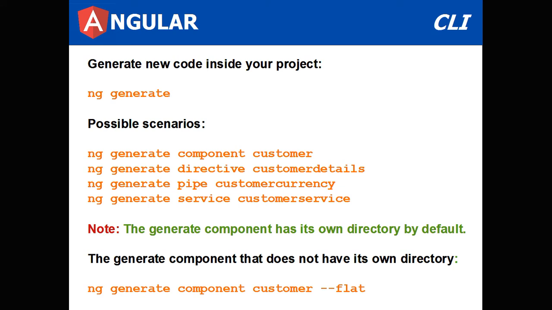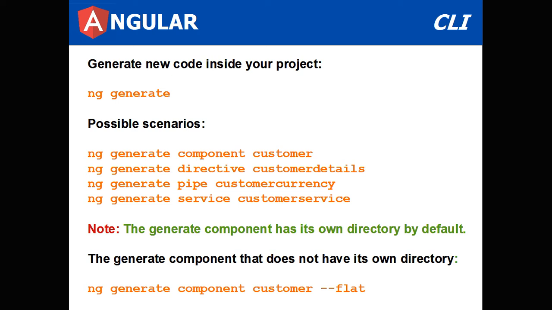To generate new code inside your project, you do an ng generate. You could generate a component, let's say a customer component. You could generate a directive. Let's suppose I call it customer details, where the directive just formats the details of the customer, let's say the phone number or something like that. You could generate a pipe. Let's say it's customer currency, so it looks at the customer's language and location and would filter that through a currency pipe and display something with that customer currency.